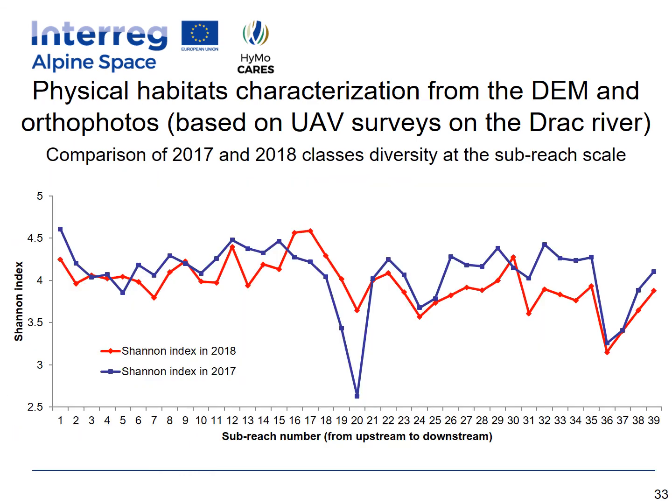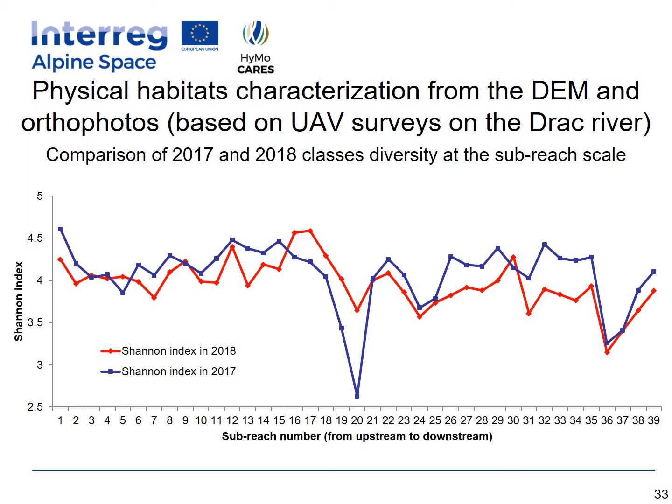A special analysis of the Shannon Diversity Index was conducted at the sub-reach scale. The reach was divided into 39 sub-reaches where previous topographic data were available. It means between 70 to 200 meters in length. It shows that for most of them, the diversity of physical conditions decreased between 2017 and 2018.